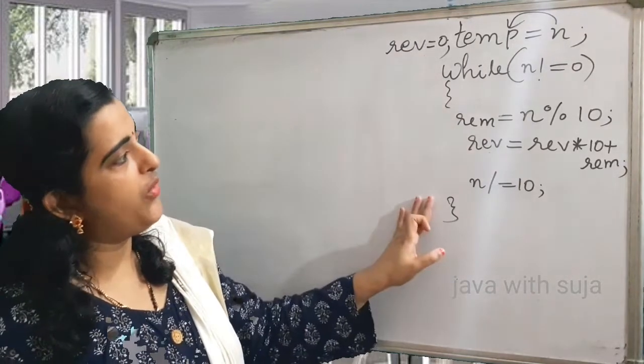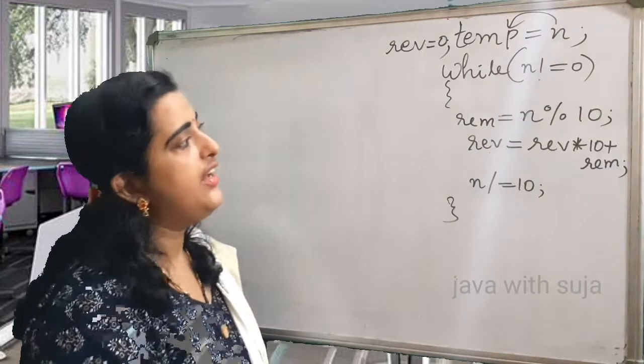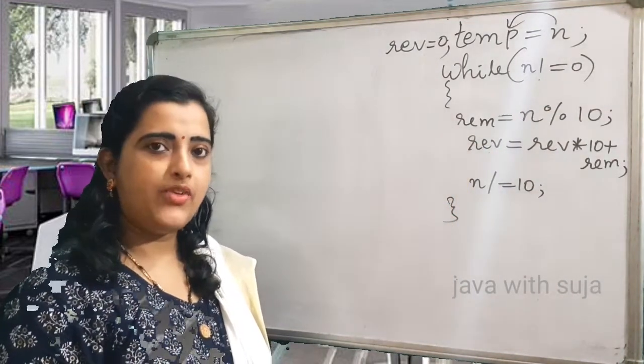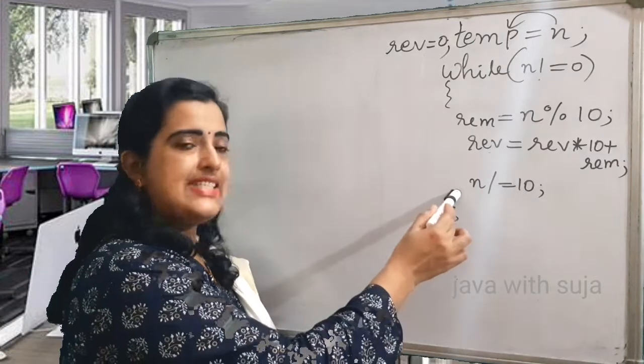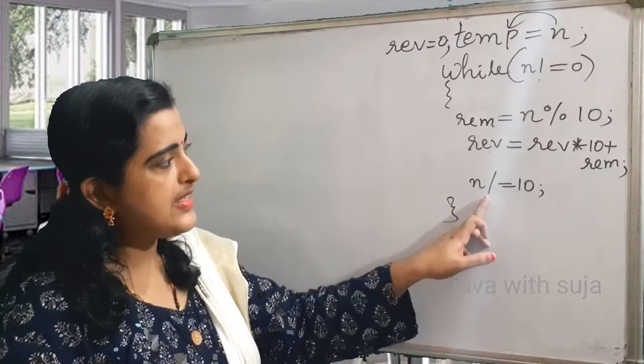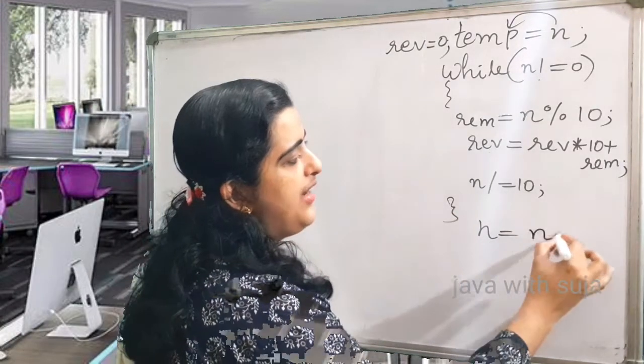Now you can see the body of the loop. Before that we are checking the condition, so the checking part is there. Then we have the body of the loop, and unlike a for loop, we are providing the updation statement inside the loop itself, that is, as part of the loop body. So here you can see n divided by equal 10, which means n equals n by 10.